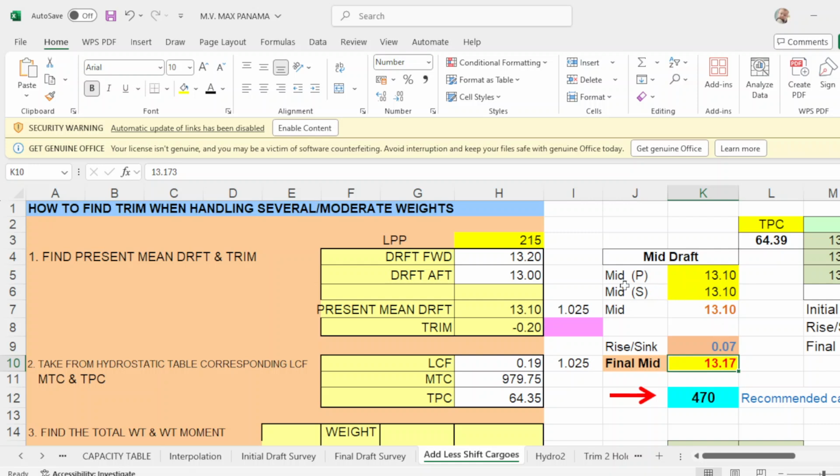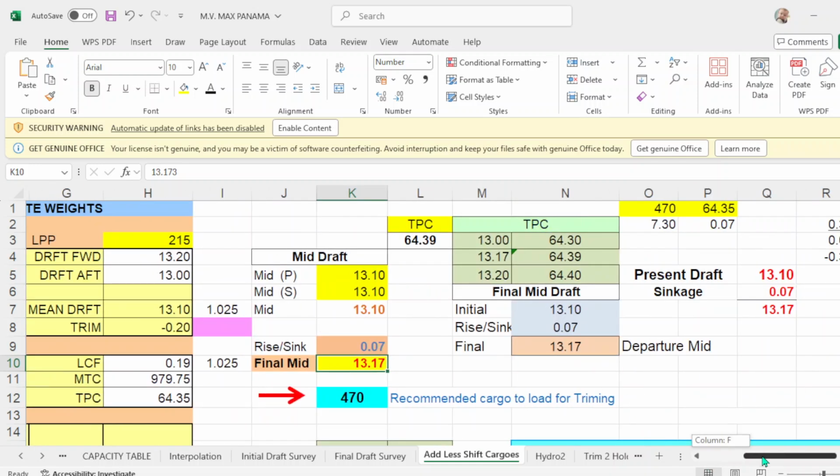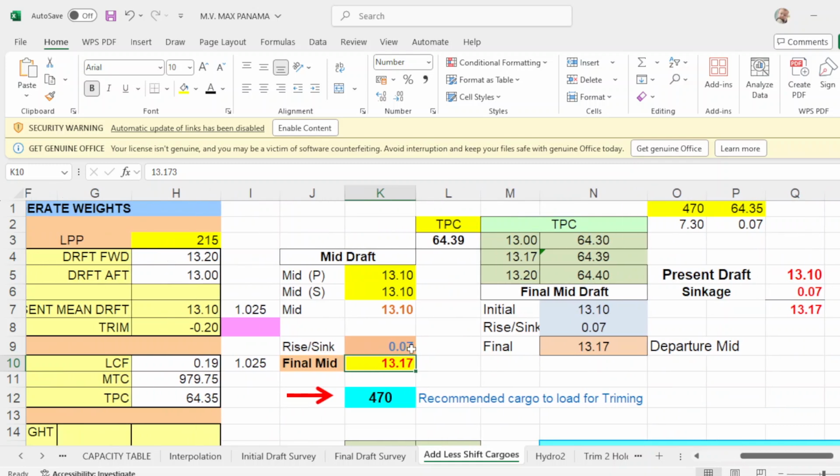Okay, so example, you have noticed your actual mid port is 13.10, your mid starboard is 13.10, your main is 13.10. Now, look here, your sinkage is 7 centimeters or 0.07. So another way of getting this figure is, your weight is 470, right?